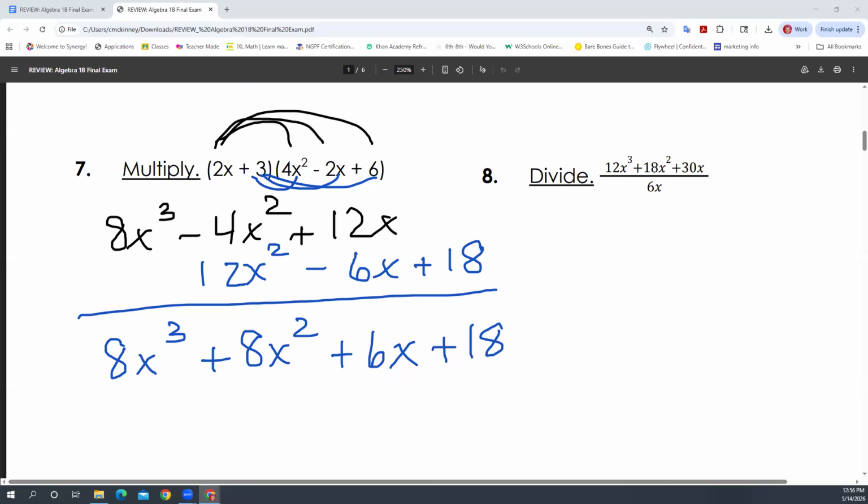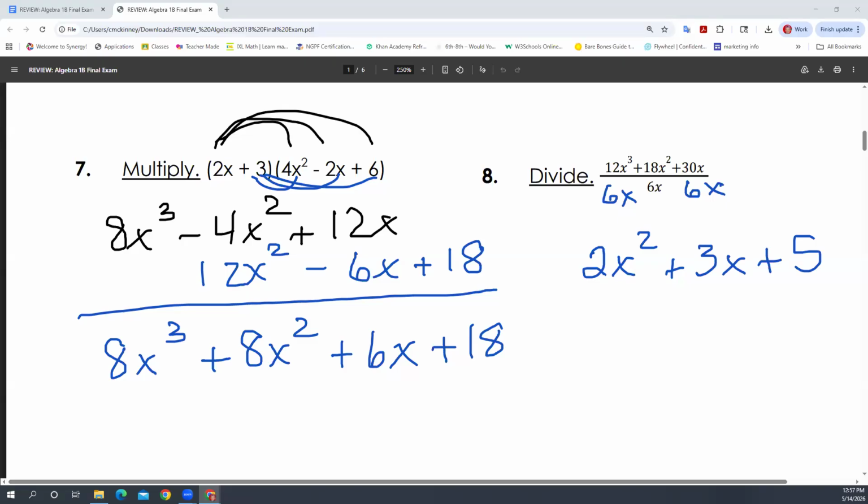The next one is divide. So think of that 6x as being under every part, and then doing division, doing quotient rule like you did up top. So 12 divided by 6, actually dividing those coefficients, and then take 1 off of each of the exponents. So 2x squared, 18 divided by 6, 3, 1 minus 1, or 2 minus 1, 3x, and then 30 divided by 6 is 5, no extra x, so just plus 5.